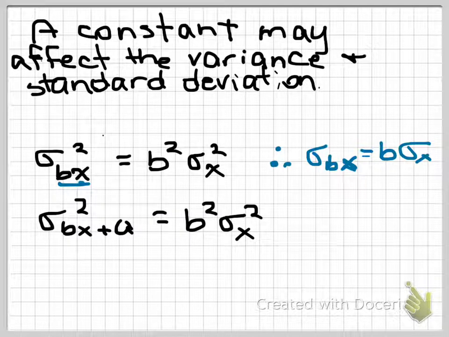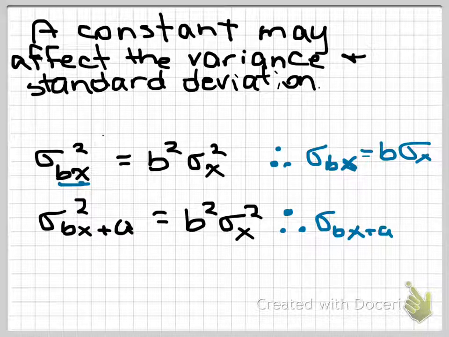Notice that we're not adding a in, and that's really because variance and standard deviation are both measures of variation, so they're measuring how things are related to one another. So the standard deviation of bx plus a is really going to be equal to just b times the standard deviation of x. Okay, let's look at our examples.